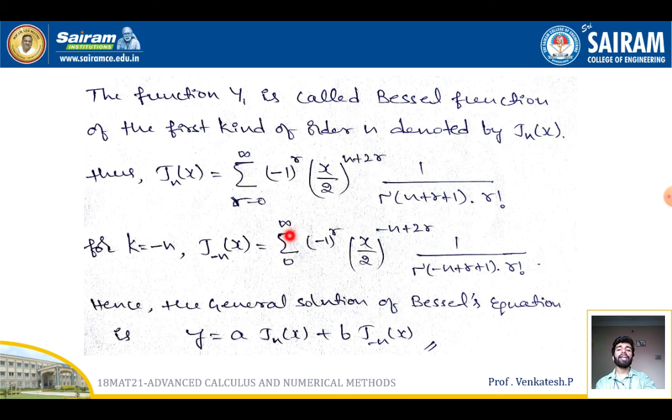Similarly for the next case, if I replace n is equal to minus n, I will get J minus n of x is equal to summation r from 0 to infinity minus 1 power r x by 2 whole power minus n plus 2r into 1 by gamma of minus n plus r plus 1 into r factorial. Hence the general solution of the Bessel equation is y is equal to a into Jn of x plus b into J minus n of x, which is the series solution of the given Bessel's differential equation by using the Frobenius method.